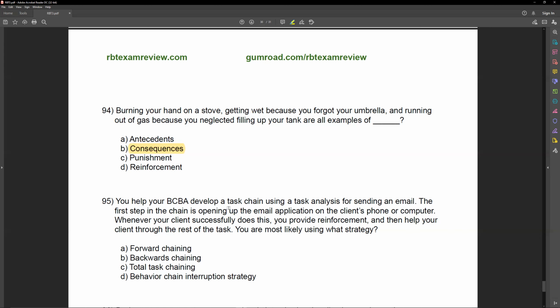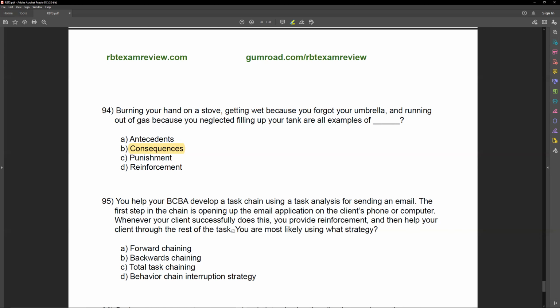95, you help your BCBA develop a task chain using a task analysis for sending an email. The first step in the chain is opening up the email application on the client's phone or computer. Whenever your client successfully does this, you provide reinforcement and then help your client through the rest of the task. You're most likely using what strategy?